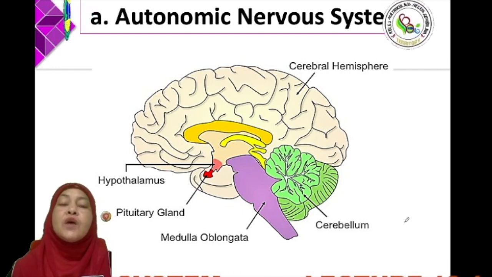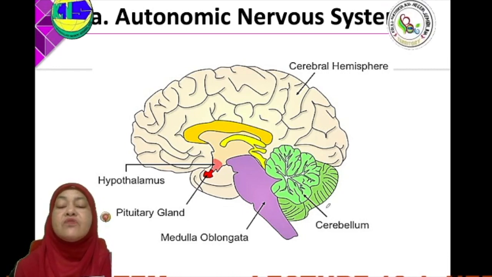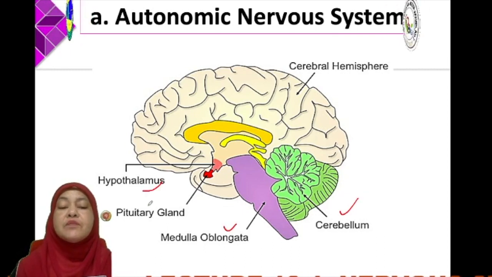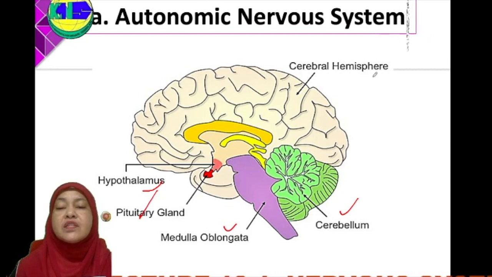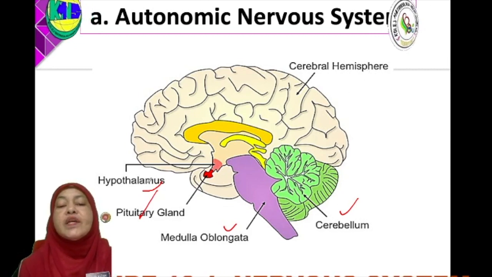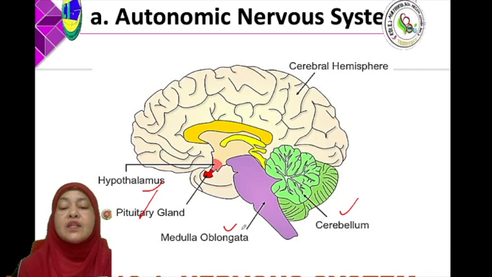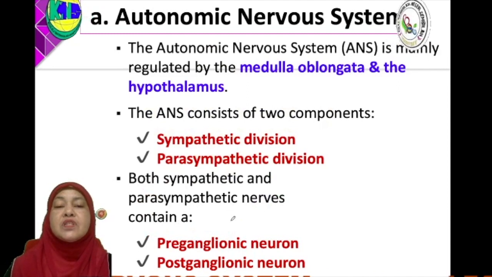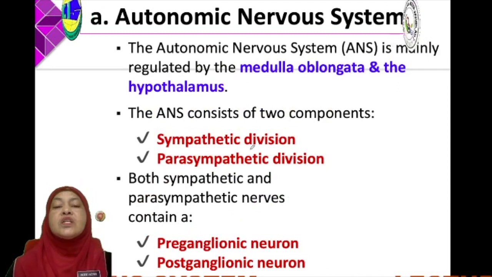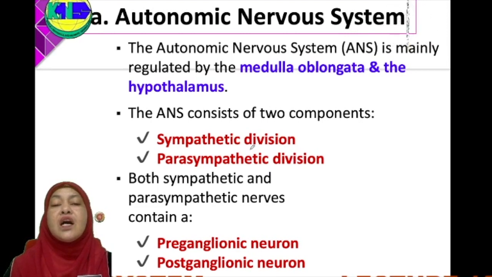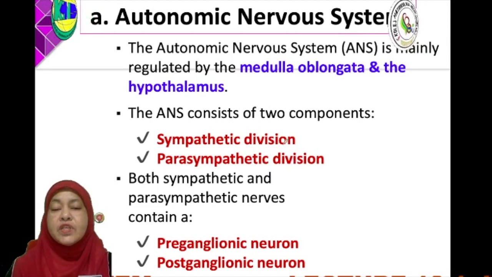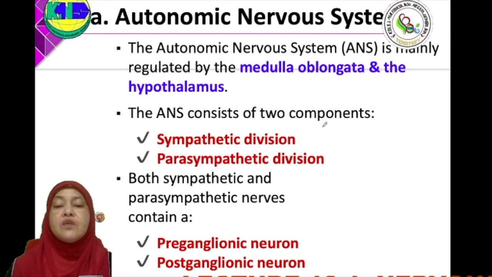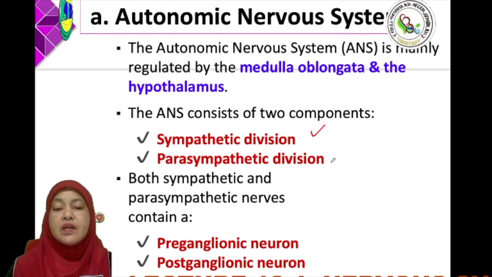If you observe the autonomic nervous system in this diagram, you can see the cerebellum, the medulla oblongata, the hypothalamus, the pituitary gland, as well as the cerebral hemisphere. Why does the teacher highlight the medulla oblongata? The hypothalamus and the medulla oblongata are mainly where the autonomic nervous system in our body is regulated. The autonomic nervous system consists of two components, known as sympathetic and parasympathetic.